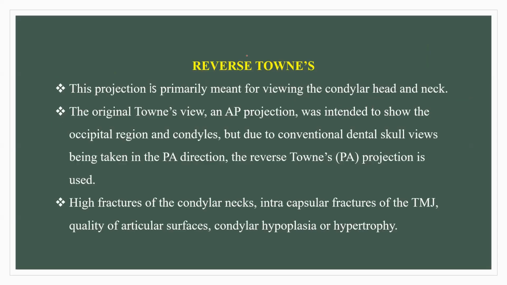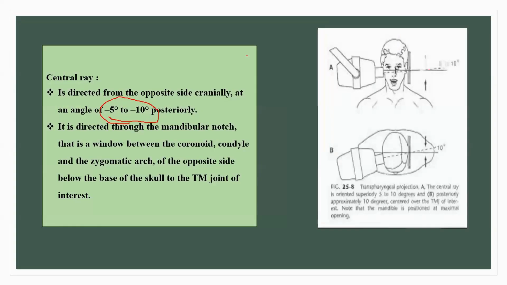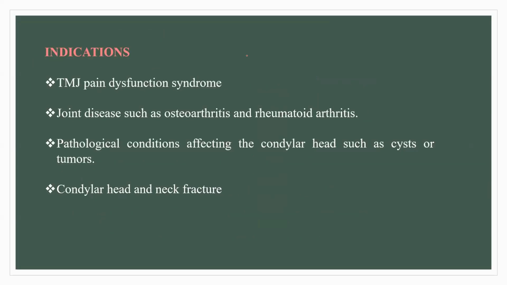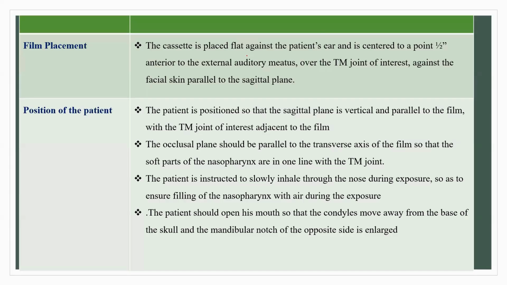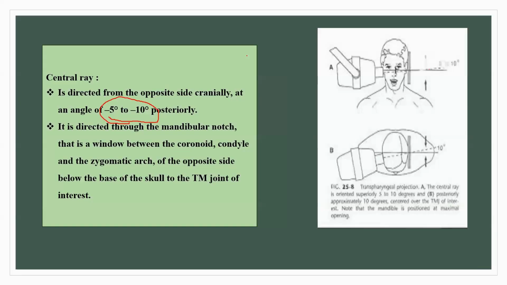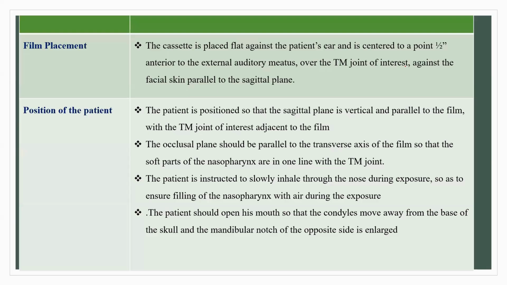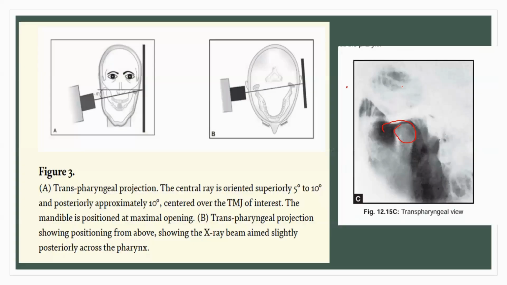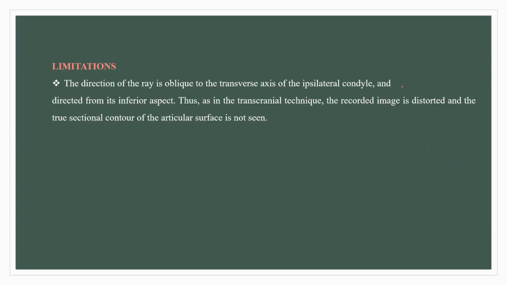Coming to the reverse Towns projection, we'll quickly revise the transpharyngeal projection. It is otherwise known as the intracranial or McQueen-Dell projection, where we get to see the medial aspect of the joint. The cassette is placed on the joint of interest, half an inch anterior to the external auditory meatus, and the central ray is projected at -5 to -10 degrees through the mandibular notch of the opposite side. So that is how it is done.